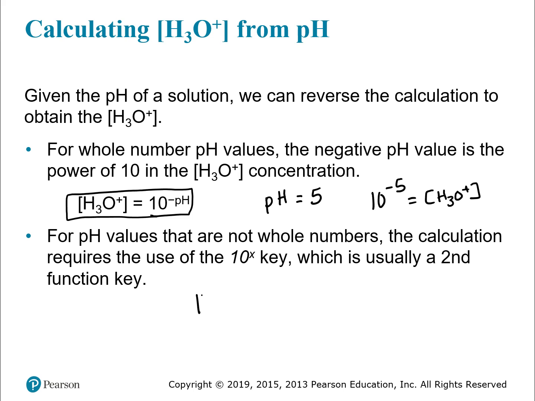So if my pH was instead equal to 5.3, then I have to use that 10^x key on the calculator, which is usually a second function key. You may also have something like 10 with a caret, 10 with a y, or that 10 with an x. So there are lots of different ways that your calculator may have that kind of function key, but you'll need to know how to do the reverse of the log.